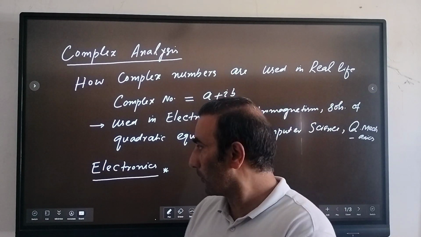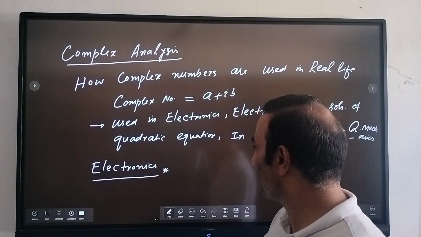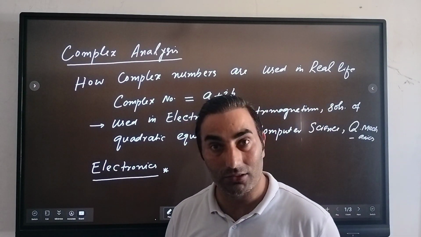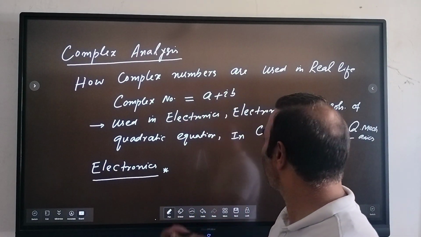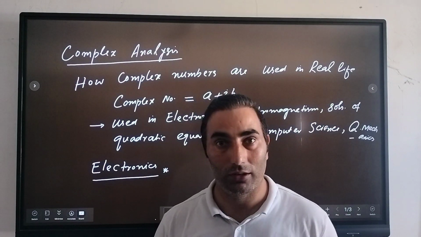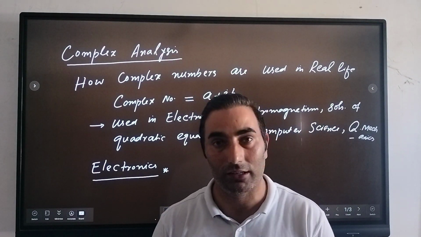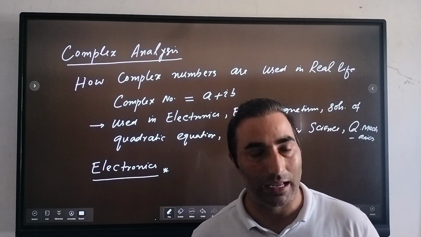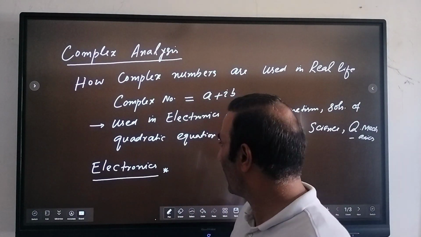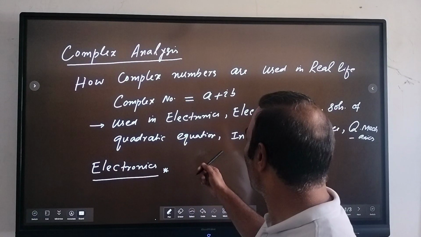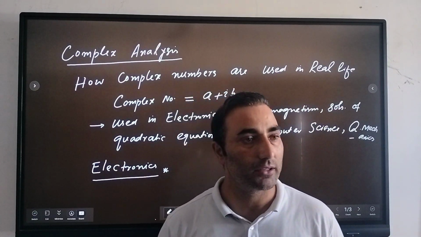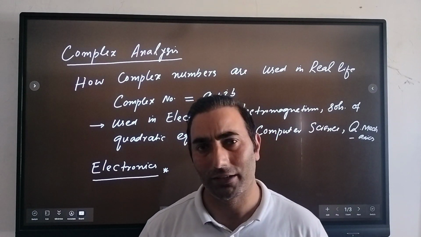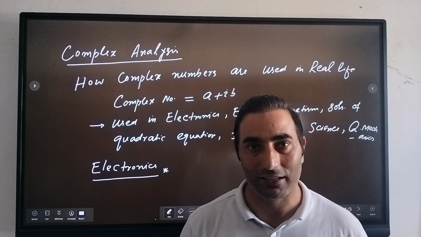So first, the first application: we can use complex numbers in electronics, and in electromagnetics. In physics, we use them in electromagnetic waves, and I will explain how. Or you can have the solution of the quadratic equation, right? For the quadratic equation it depends upon the discriminant. Either the discriminant can be greater than 0, equal to 0, or less than 0.